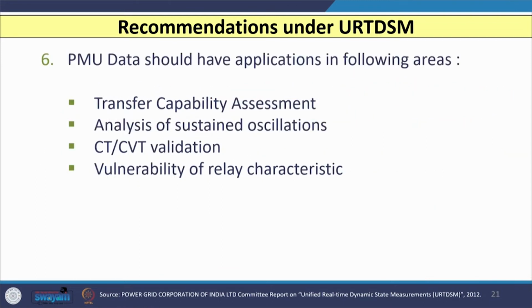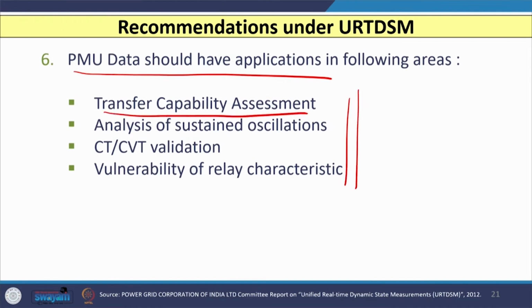The sixth recommendation of URT-DSM is regarding the PMU data, and for what applications we can use it. They have suggested 4 major applications. The first one is related to transfer capability assessment. The second is the analysis of sustained oscillations if they are there in the system. The third is related to the validation of current transformers or capacitor voltage transformers, and the fourth is related to the vulnerability of relay characteristics. So, if any swing is inserted in a particular zone of the relay characteristic, then that is also monitored by this.